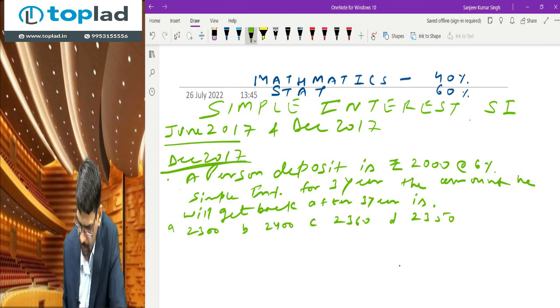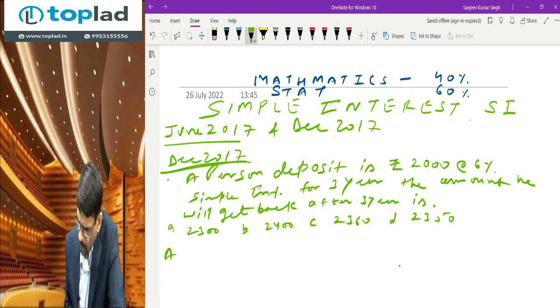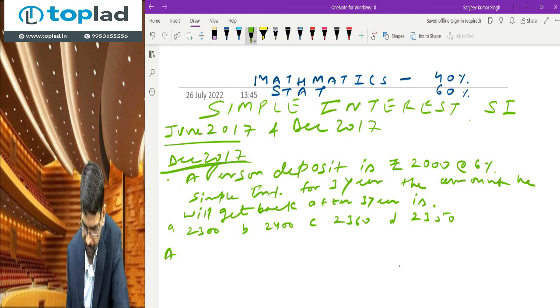So now friends, we will try to solve this question, and this is a December 2017 attempt question. A person deposits 2000 rupees at the rate of 6% simple interest for 3 years. The amount he will get back after 3 years is, so talking about the amount part.